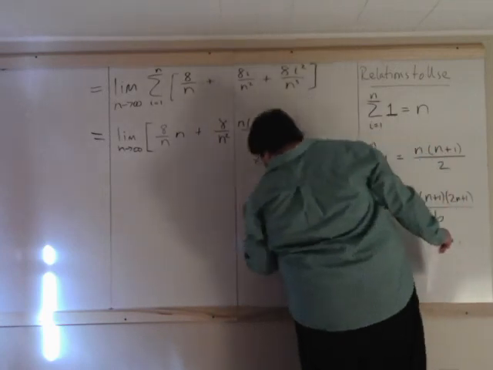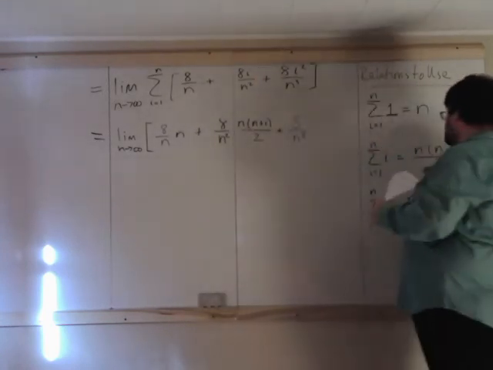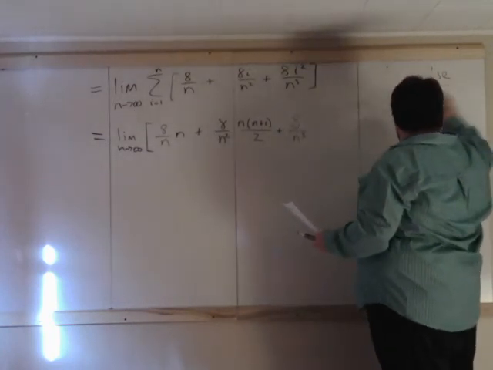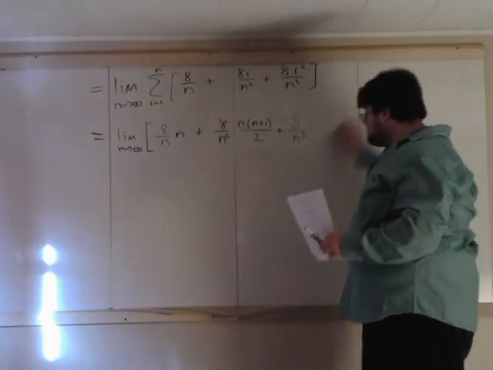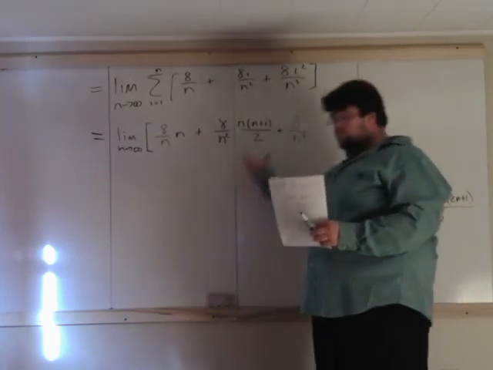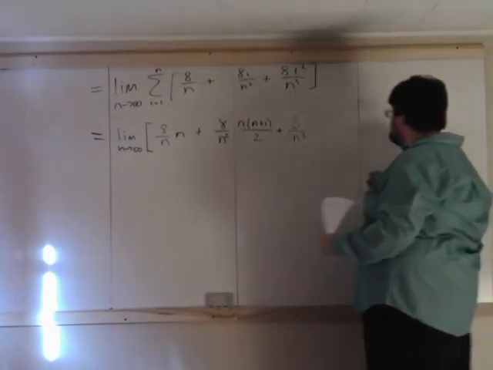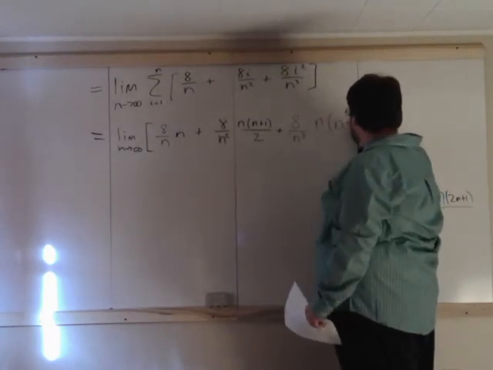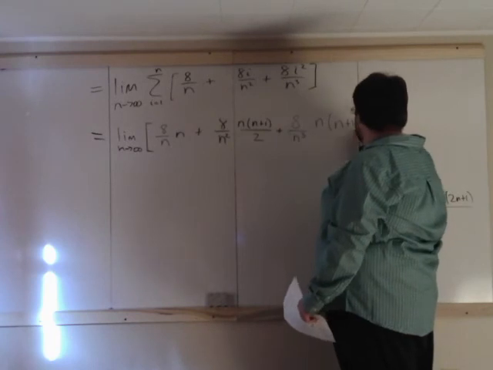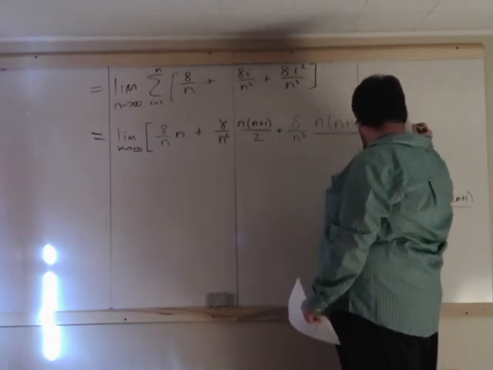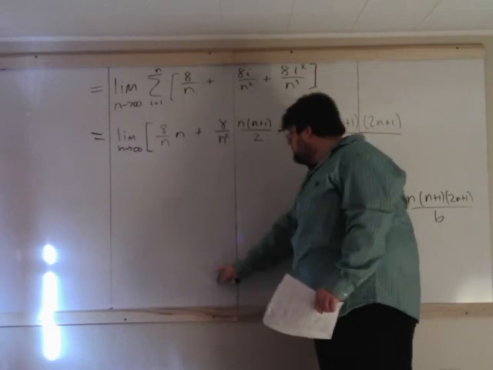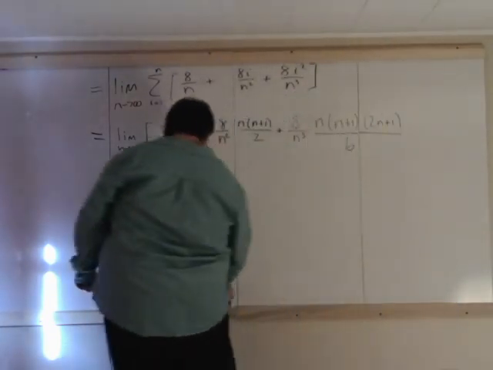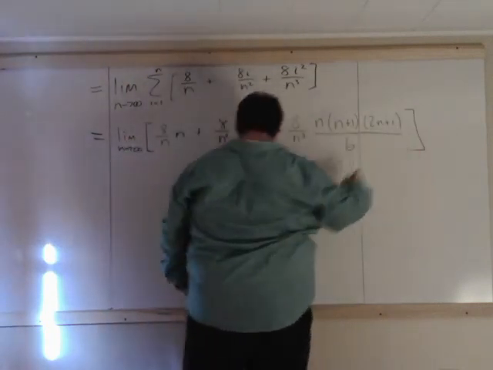And now that I'm at the end of this board, I'm going to erase this because we'll be done using these relations. So if you need them on a test for this type of content, I would write these relations on the side. But you do need to know how to use them. So this is n times n plus 1 times 2n plus 1 all over 6. And we started a parenthesis, so we should end the parentheses.